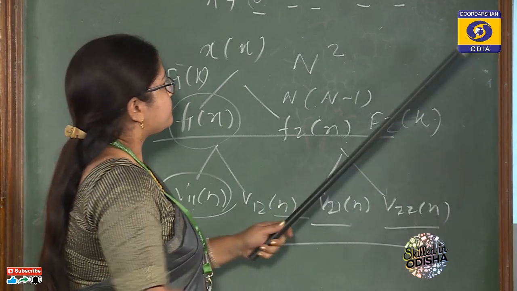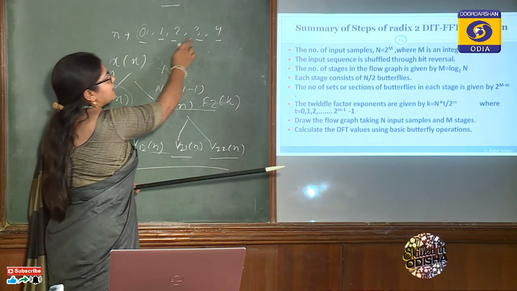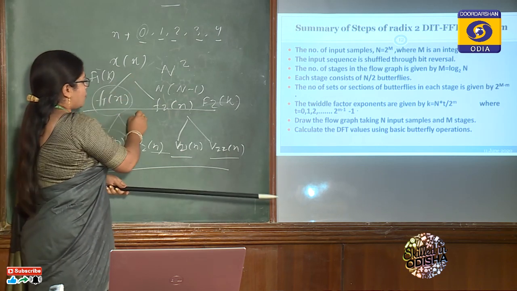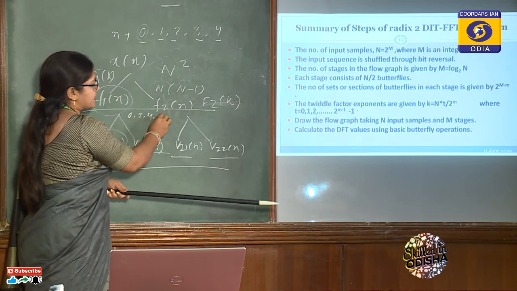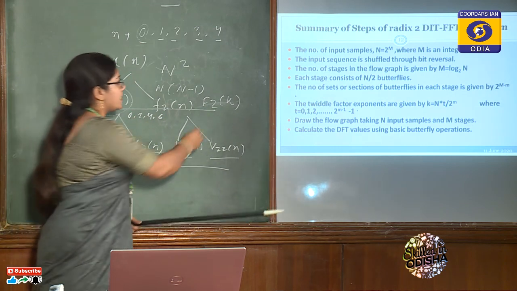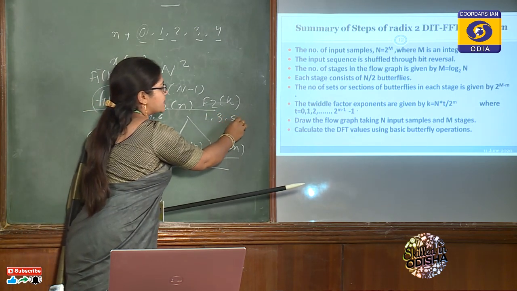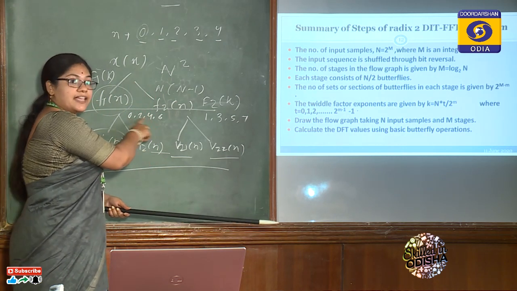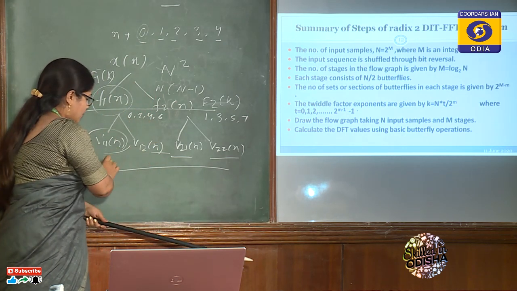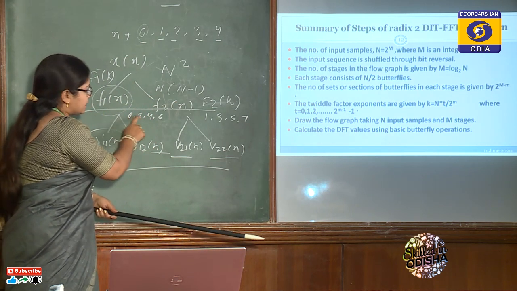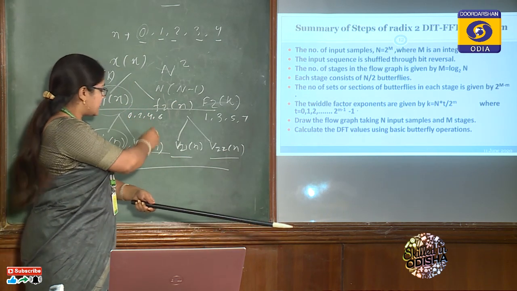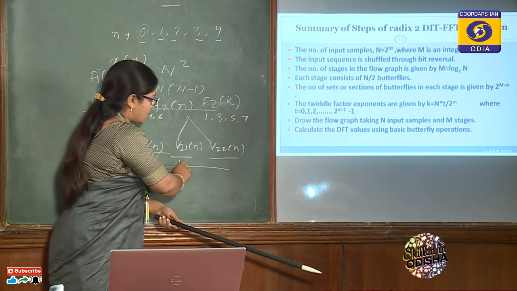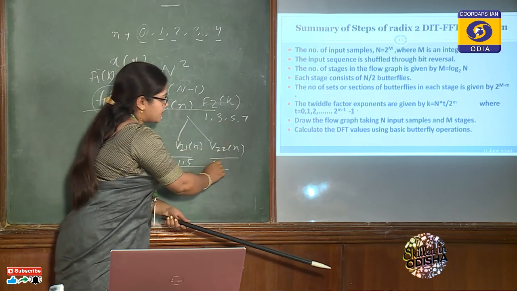I will say, when you are taking the even indexed values, f1 of n will contain 0, 2, 4 and 6. f2 of n will contain 1, 3, 5 and 7. Then again when you decimate, here also you have to take even indexed as 0 and 4. So this will contain 0, 4. Then next is odd indexed, which is 2 and 6. Similarly this even index means 1, 5 and odd index means 3 and 7.